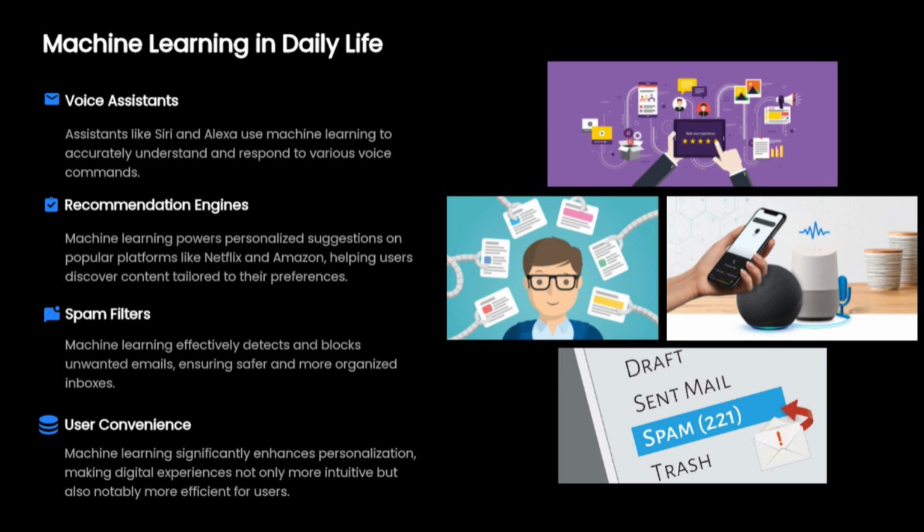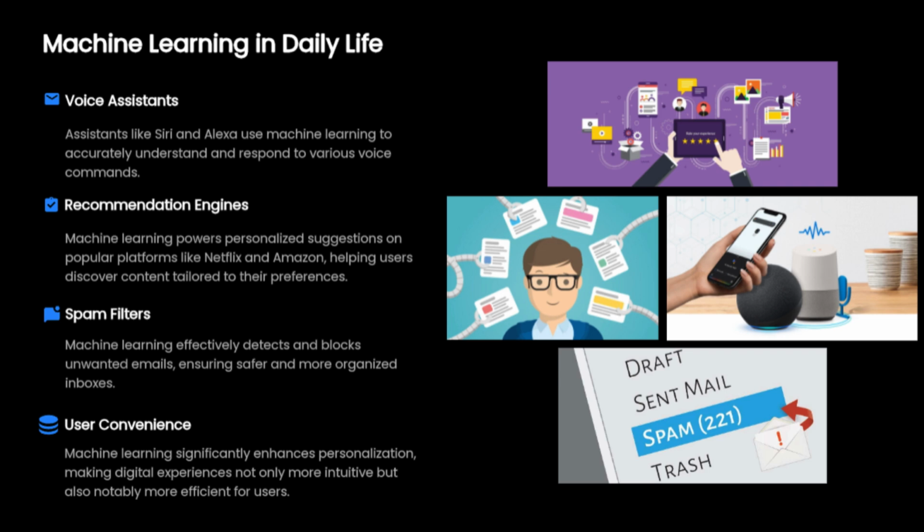Machine learning is not just a future concept, it's already a part of our everyday lives. First, voice assistants like Siri, Alexa, and Google Assistant use machine learning to understand our voice commands, recognize speech patterns, and respond more accurately over time. Next, recommendation engines on platforms like Netflix, YouTube, and Amazon analyze our browsing and viewing history to suggest movies, videos, and products tailored to our personal preferences.